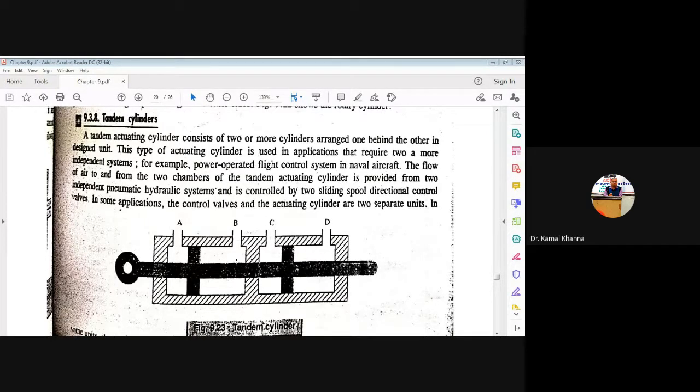In the previous types, we have read that only a single piston and a single cylinder were there. We get two delivery strokes in a double acting cylinder and a single delivery stroke in a single acting cylinder. But in the case of tandem cylinders, you can get as many delivery strokes as the number of cylinders assembled in series. You can see there are four cylinders here, A, B, C, and D, assembled in series, and only a single piston rod, or you can say a sliding spool, is operating all the pistons here.